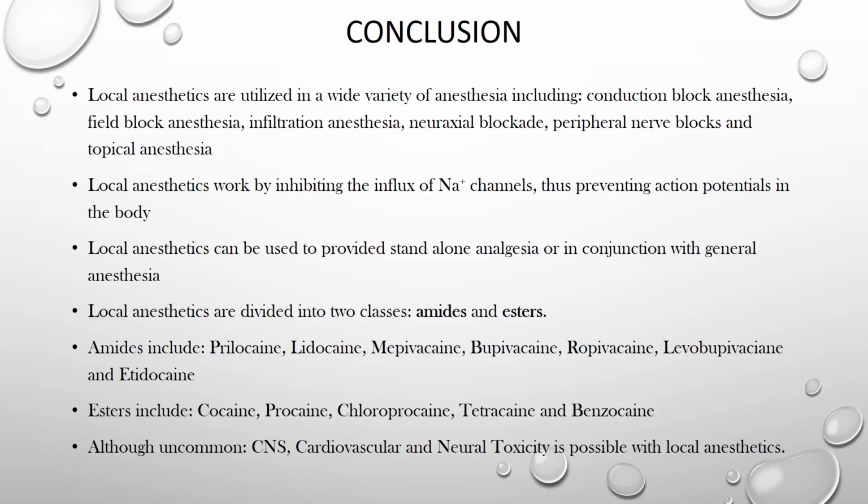Local anesthetics are divided into 2 classes, amides and esters. Amides include prilocaine, lidocaine, mepivacaine, bupivacaine, ropivacaine, levobupivacaine, and etidocaine. Esters include cocaine, procaine, chloroprocaine, tetracaine, and benzocaine. Although uncommon, central nervous system, cardiovascular, and neural toxicity is possible with local anesthetics. Local anesthetics are widely used to provide analgesia in a wide array of patients and procedures.